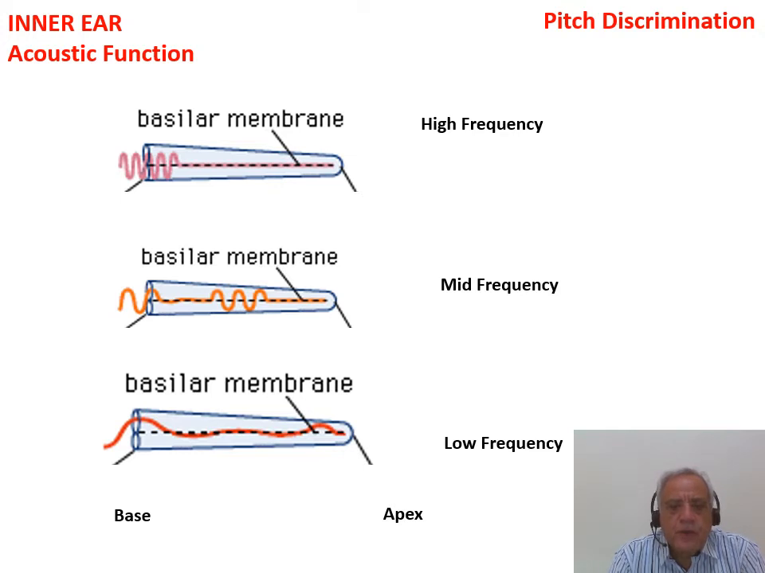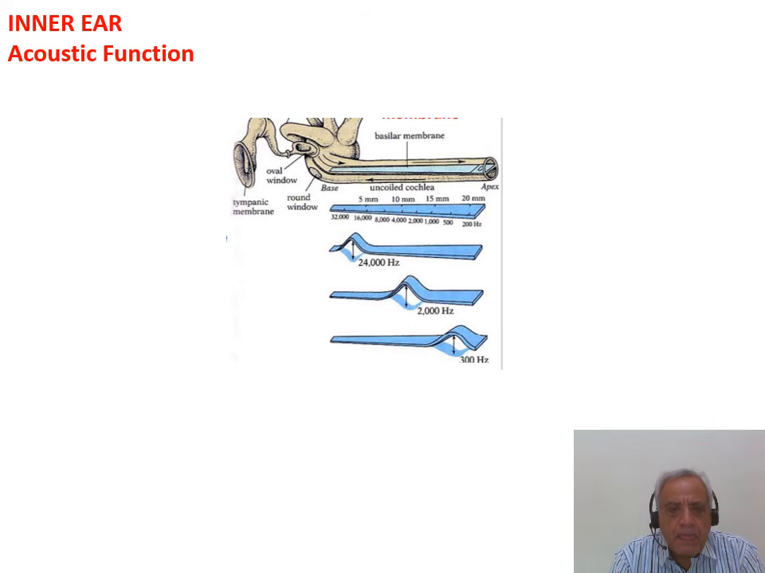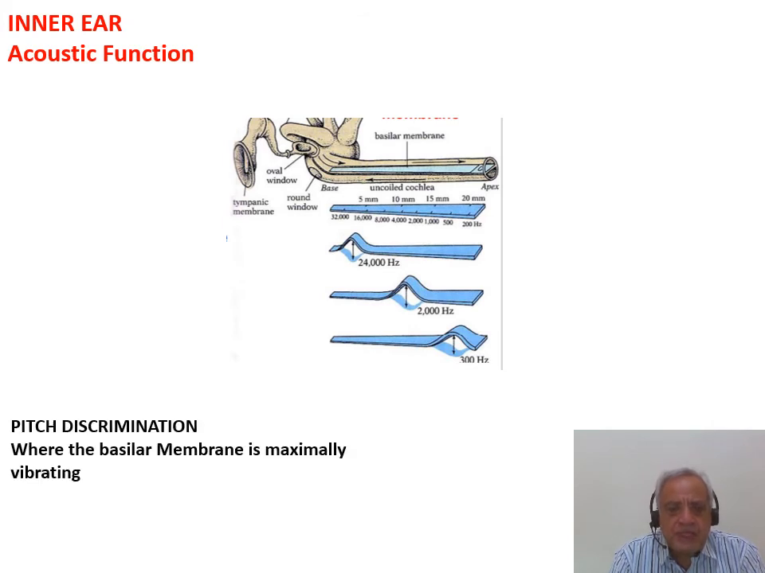Remember this, the one in brown is the basilar membrane, above it the scala vestibuli, below it is the scala tympani. So the pitch discrimination will depend on where the basilar membrane is maximally vibrating, whereas the loudness discrimination will depend on how much this area will be stimulated. Again, the pitch discrimination is in hertz, and the loudness discrimination, the unit is decibel.